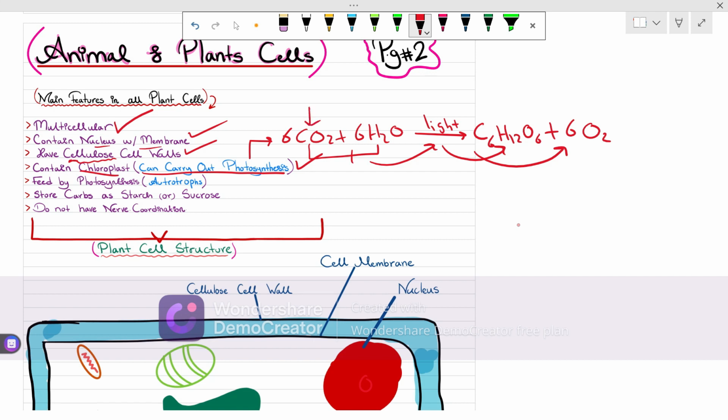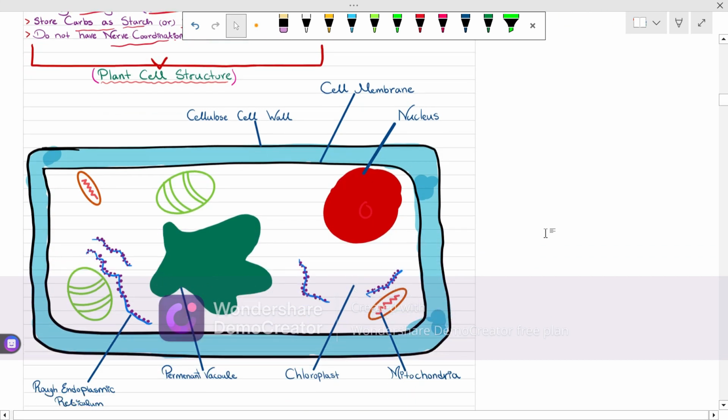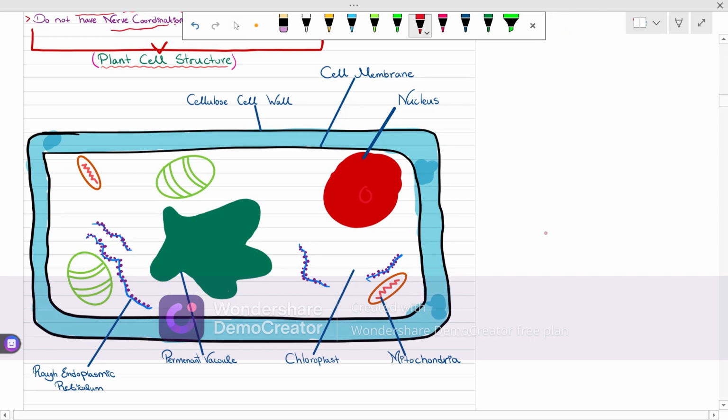Take in carbon dioxide, excrete oxygen in photosynthesis. They feed by photosynthesis, which means they're autotrophic. They store carbohydrates as starch or sucrose, and they do not have nervous coordination, unlike animal cells that do have nervous coordination. Here I've tried to draw a simple diagram of a plant cell.